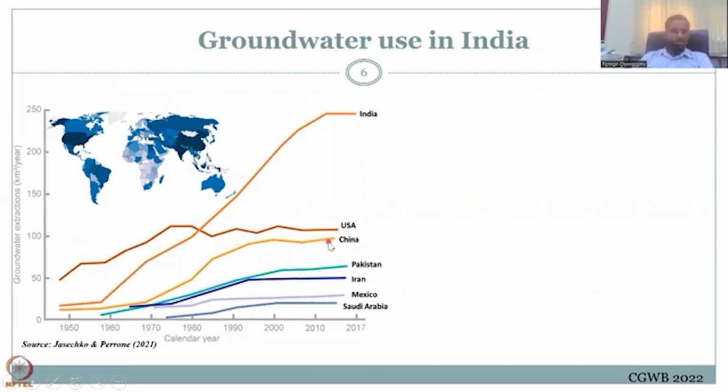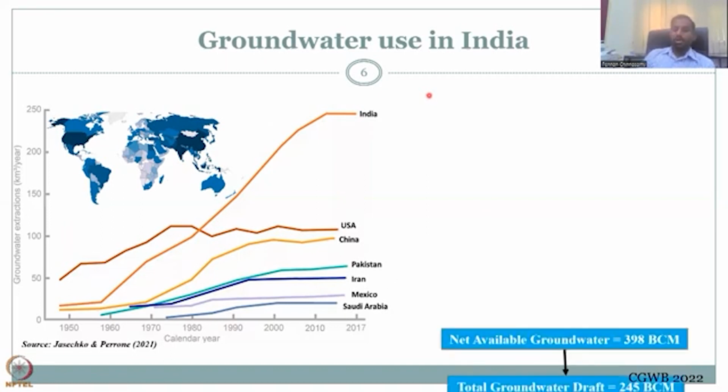Even if you combine them, it's 220 cubic kilometers per year, whereas India is 245 cubic kilometers per year. So that is how unsustainable the groundwater extraction is, and mostly it is only for agriculture. Around 89% is for agriculture, which needs to be stopped, almost 90%.